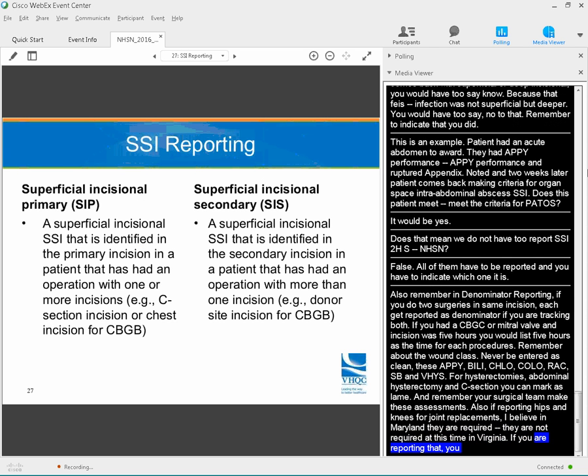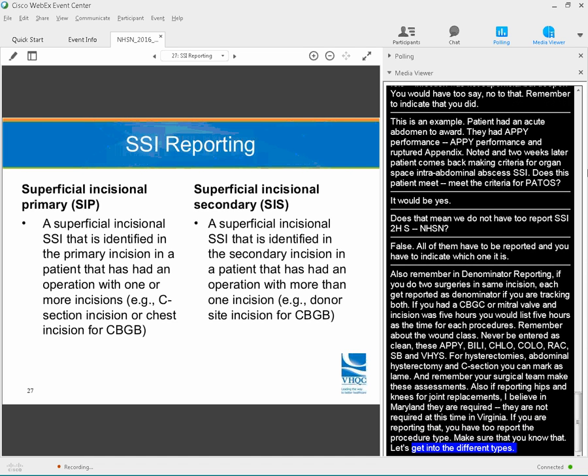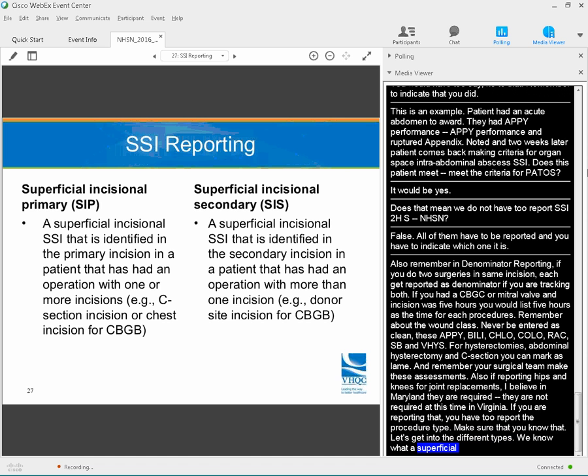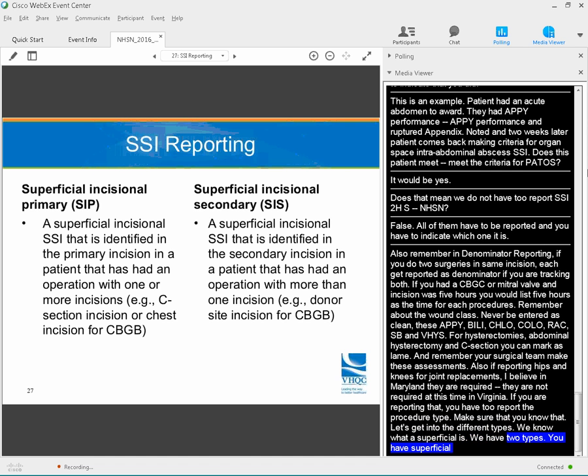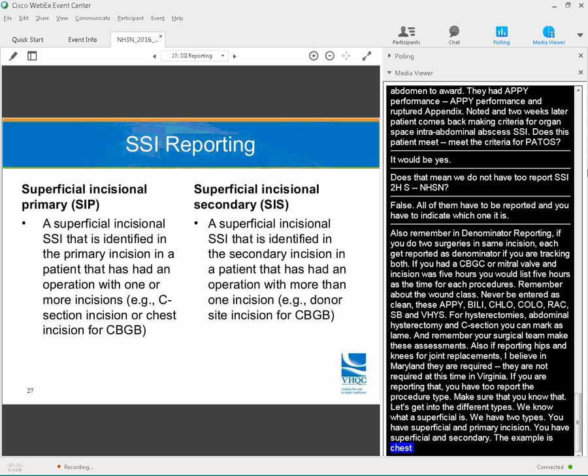All right, let's get into the different types. We know what a superficial is, and remember we have 2 types. You have a superficial in the primary incision, and then you have a superficial in a secondary incision. An example here is a chest incision for doing the CABG. If they have a donor site for the blood vessel, that's your secondary incision. So when you report them, you have to say if it's primary or secondary.